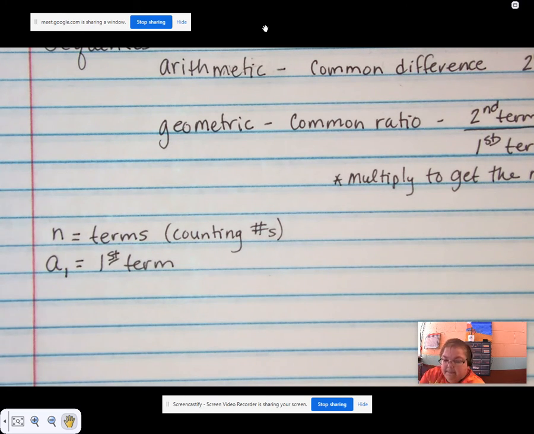Yes, James. That is correct. And if you're working on a problem, you're looking at that sequence and you're not sure if it's geometric or arithmetic, what I always do is check arithmetic first, because to me that's easier. So I'm going to check and see, can I add or subtract the same number every single time? If I can't, then I'm going geometric. Excellent question, James. Thank you.